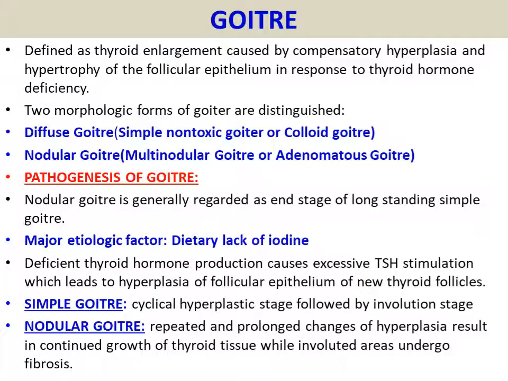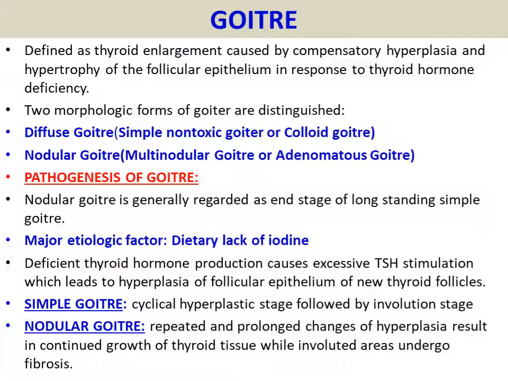Then the next disease is goiter, defined as thyroid enlargement caused by compensatory hyperplasia and hypertrophy of the follicular epithelium in response to thyroid hormone deficiency. So this is the definition of goiter. Two morphologic forms of goiter are distinguished: diffuse goiter and nodular goiter. Diffuse goiter is also called simple non-toxic goiter or colloid goiter; nodular goiter is also called multinodular or adenomatous goiter. Nodular goiter is a more serious form than diffuse goiter. The primary stage is diffuse, the second stage is nodular goiter.